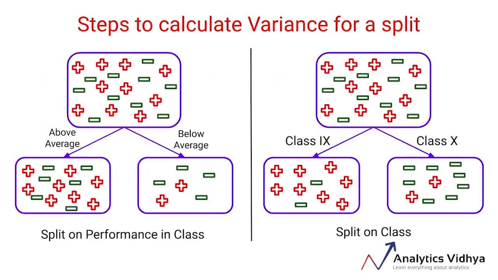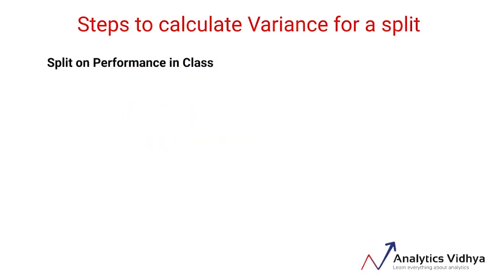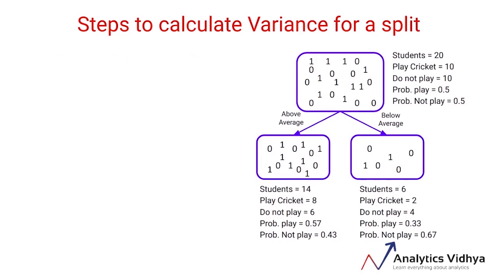Let's calculate the variance for these two splits. As we discussed earlier, variance works with continuous targets. Let's consider student does play cricket is 1 and does not play cricket is 0 for now. Just keep this in mind as we move along. Let's start with a split on the performance in class variable. This is how the split looks.